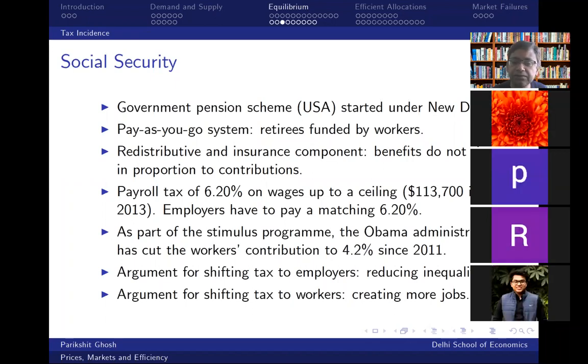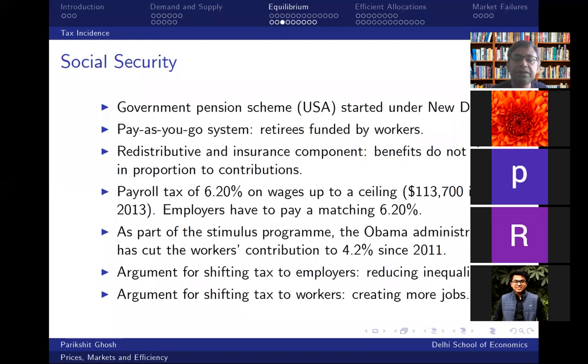Also, sir, what is the argument for shifting tax to workers? I didn't get it. Well, the argument there would be that, look, then you are making it really cheap to hire labor, because you're freeing up employers and companies from paying the social security tax, their share of it, and that will encourage them to hire more people. More job creation will take place. That's the argument. Okay, sir. Thank you, sir.